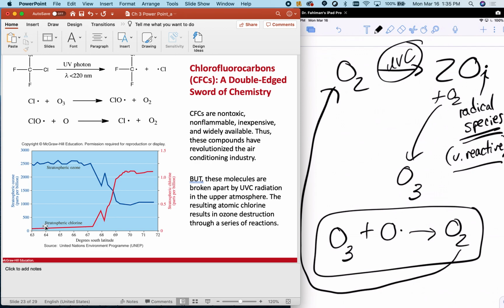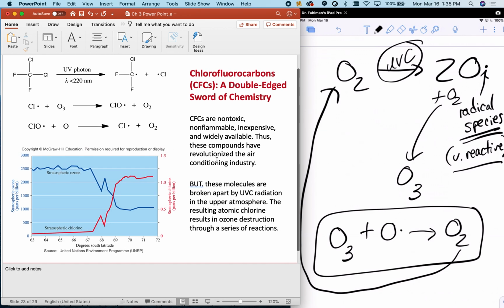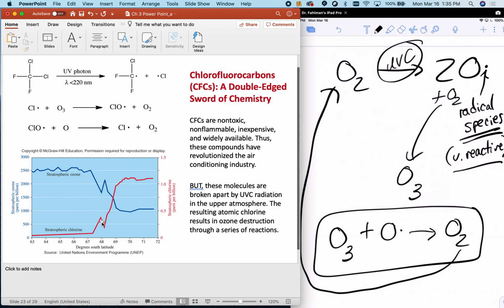This shows the concentration of ozone in the atmosphere and stratospheric chlorine concentrations. You can see that as chlorine concentrations went up, ozone went down, and there was this direct relationship with the amount of chlorine in the atmosphere. This was really a shocking discovery. And then we had to think, well, how is chlorine getting into the atmosphere?